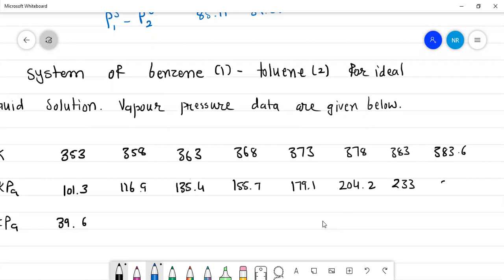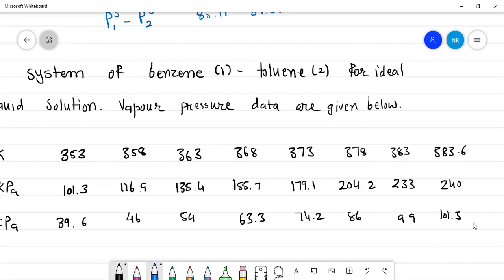233, 240, 46, 54, 63.3, 74.2, 86, 99, 101.3. So these are the data given.